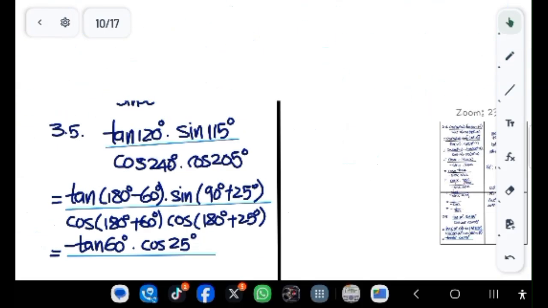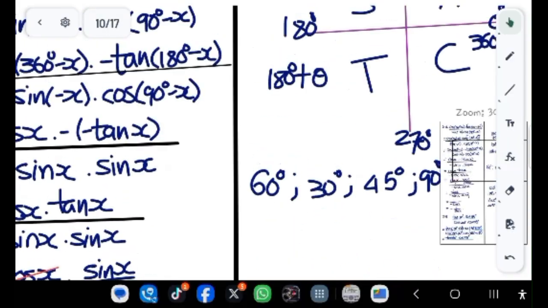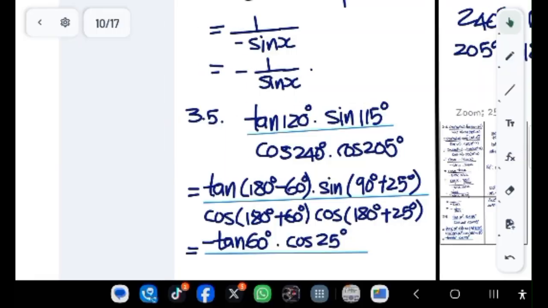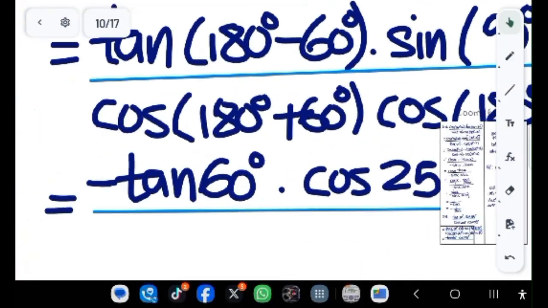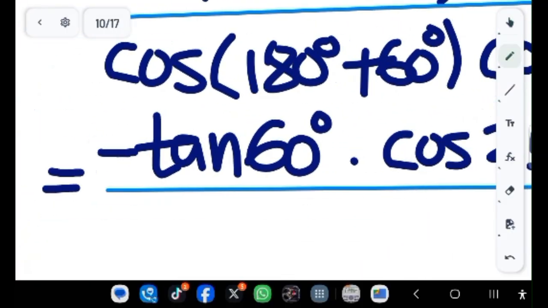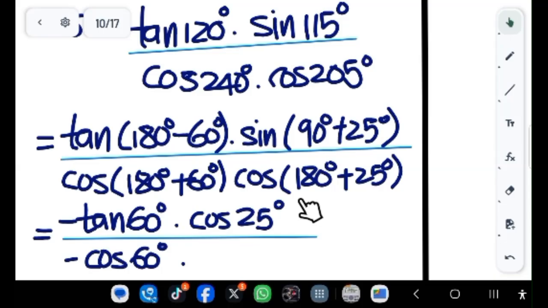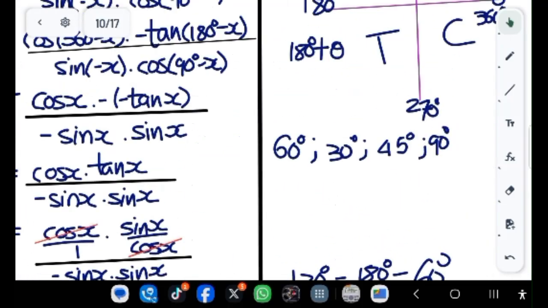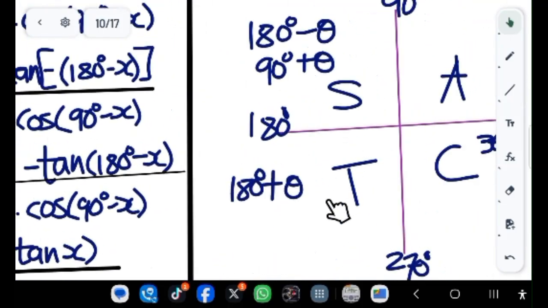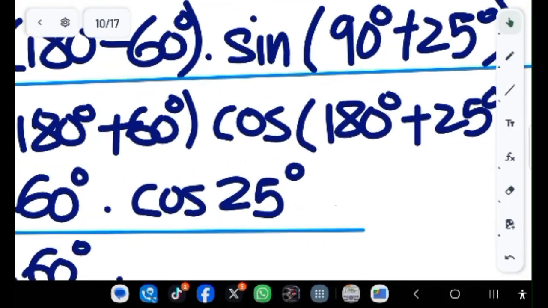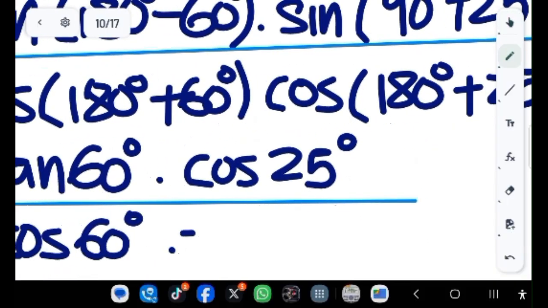Over cos of 180 plus 60, which lands us in the third quadrant where cos is negative. Only tan is positive there. So that will be negative cos of 60 degrees, times cos of 180 plus 25. Cos is negative in the third quadrant, so that will be negative cos of 25.